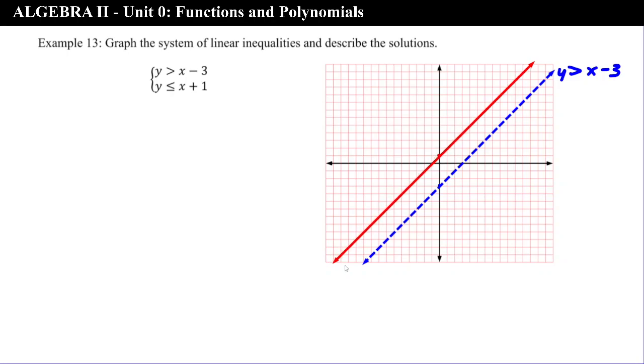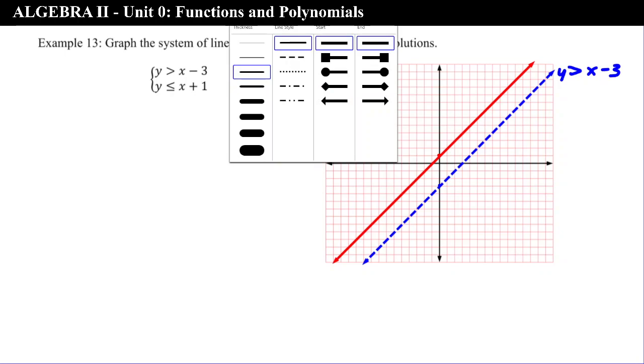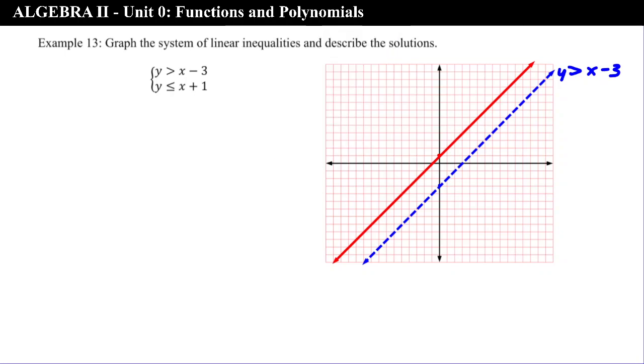Okay, so let's talk about the shaded areas. Let's visually look at this again. I'm going to pick a thick marker here, and we are going to start off with the first graph. Y is greater than x minus 3. Well, if we're shading everything that is above, because we're greater than, we're shading above this blue line, then we're including everything that is up here.